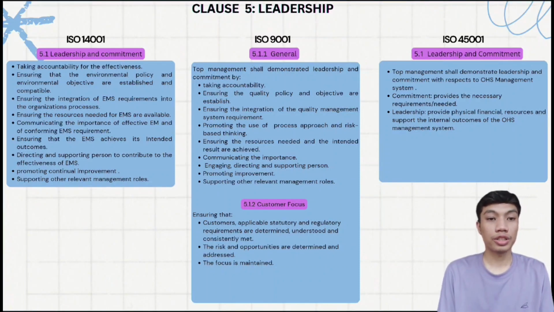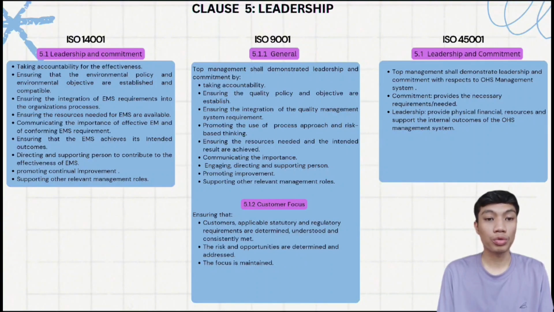For the ISO 9001, use 5.1.1 General, which is top management shall demonstrate leadership and commitment by taking accountability, ensuring the quality policy and objectives are established, ensuring the integration of the quality management system requirements, promoting the use of the process approach and risk-based thinking, ensuring the resources needed and the intended results are achieved, communicating the importance, engaging, directing and supporting persons, promoting improvement and supporting other relevant management roles.